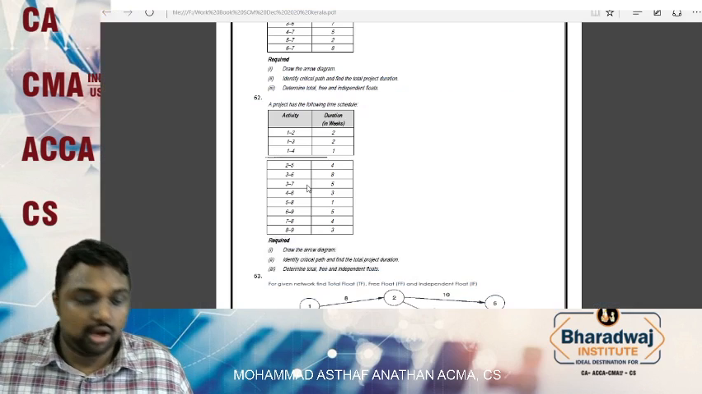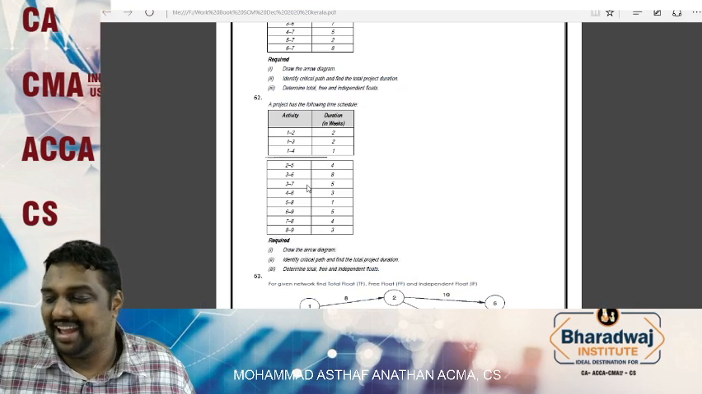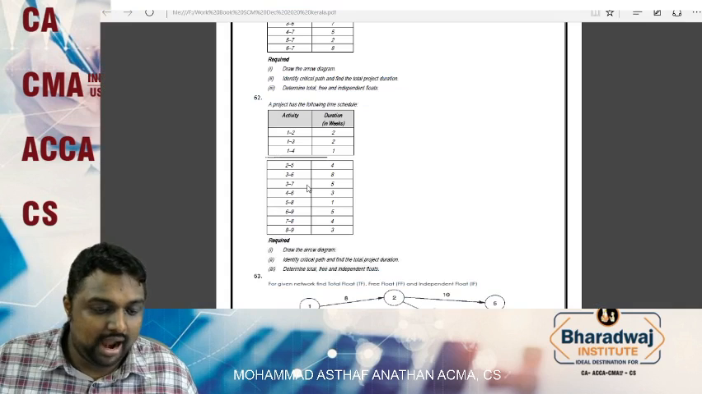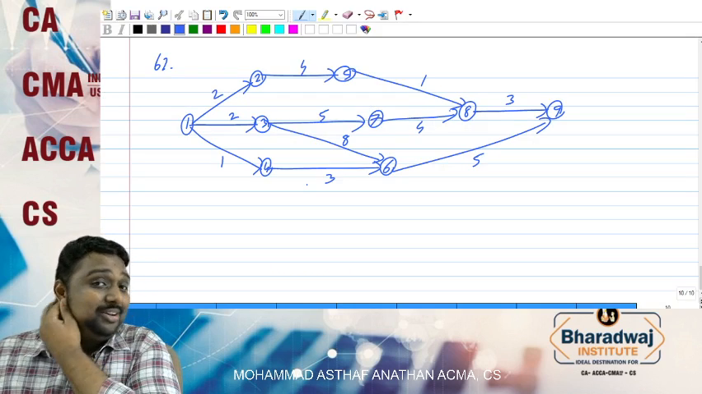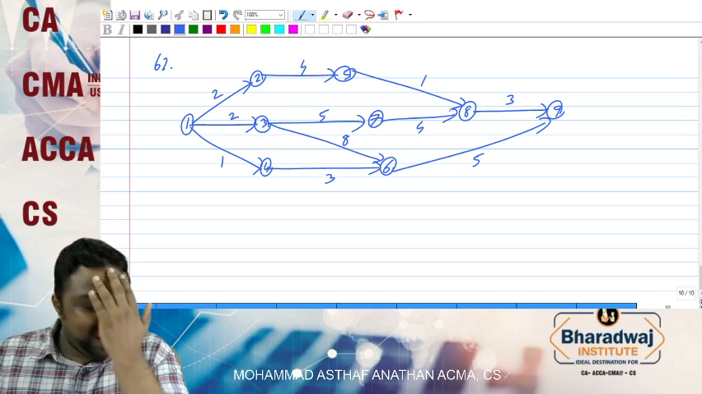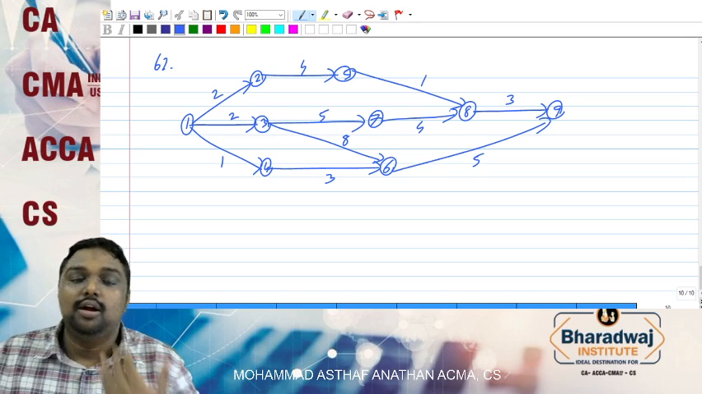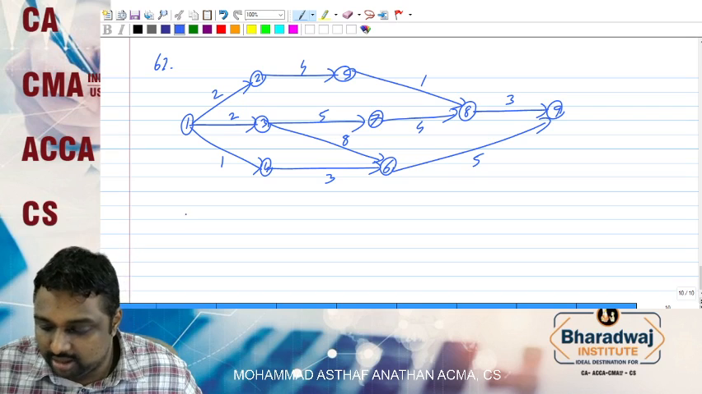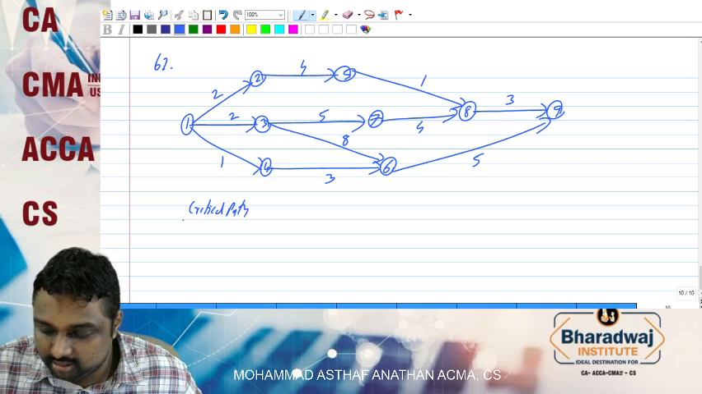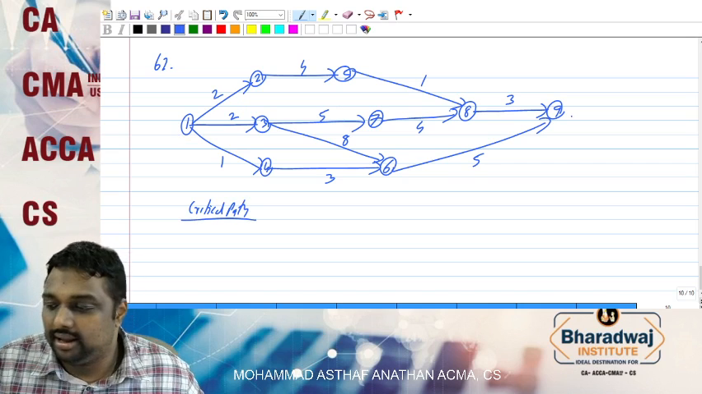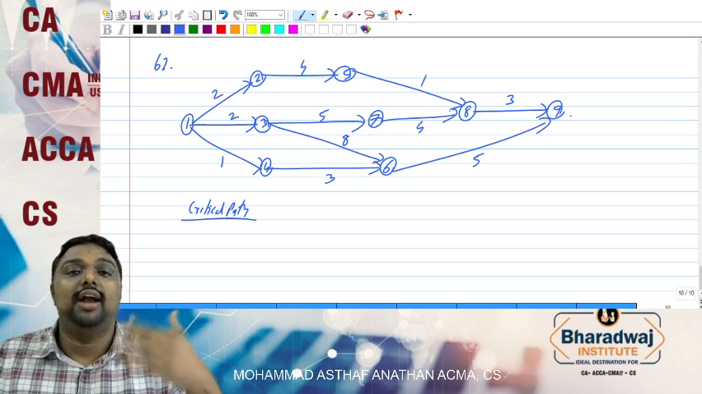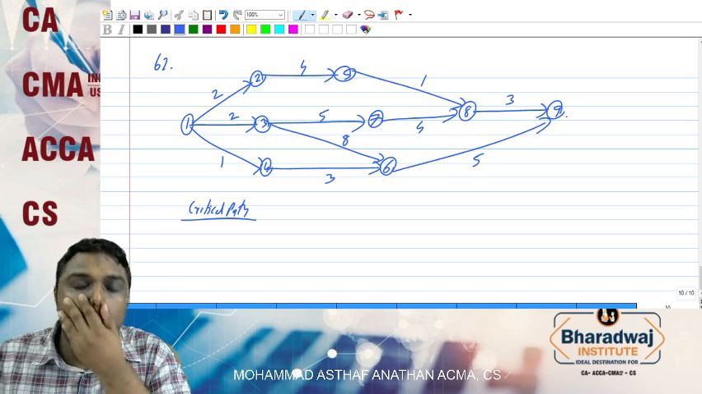Now the question: draw the arrow diagram, which we have done. Now identify the critical path and project duration. Yes or no? Please identify the critical path and project duration. So how will it be? Already we have learned the technique. Starting is 1, ending is 9. We have to identify the different routes.